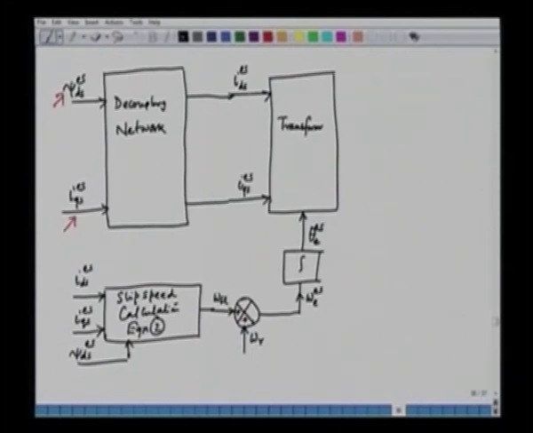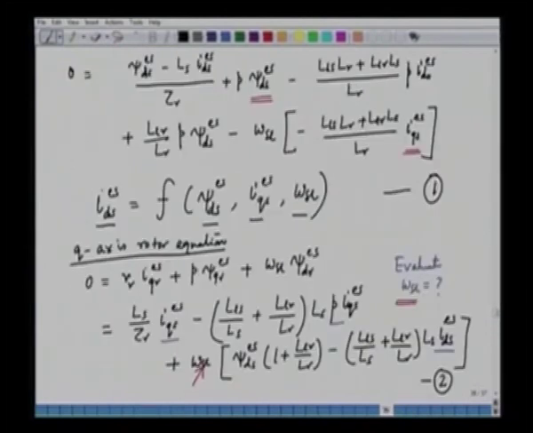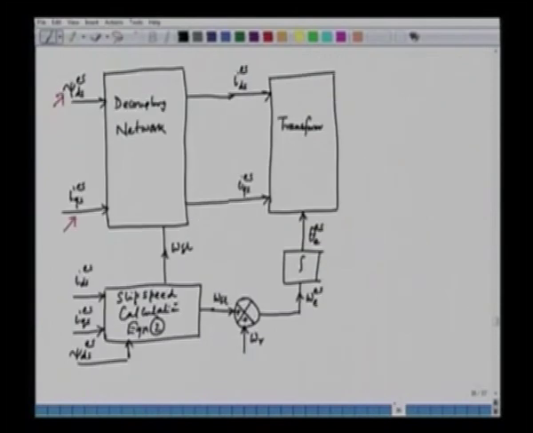And what are the other inputs here? The other input is the slip speed, that is omega SL, because we have been able to evaluate IDS as a function of the stator flux, psi ds, IQS, and omega SL. So, these are the input to this block, and that is called the decoupling block. And out of that we obtain IDS, and IQS goes directly. In this case, there is no transformation so far as the IQS is concerned.